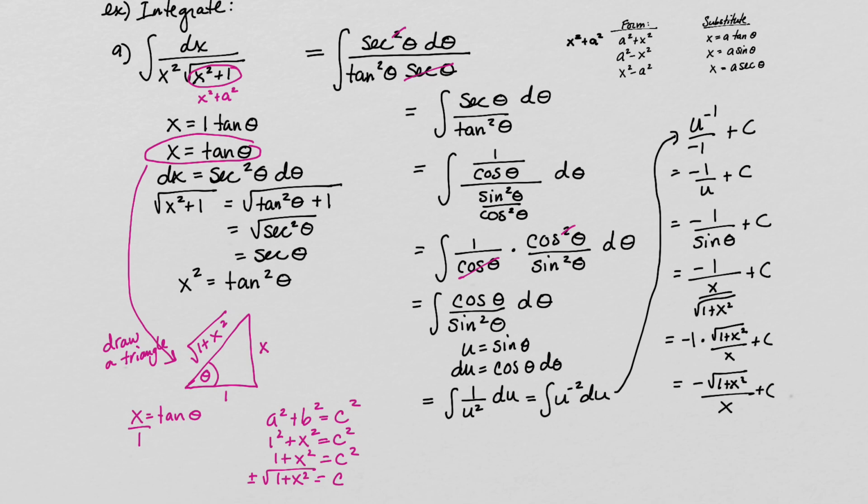Okay, so I used x over the square root of 1 plus x squared because I needed the sine of theta. So if I look over here at my triangle, here's theta. Sine is the opposite x over the hypotenuse square root of 1 plus x squared. So I'm using this triangle to figure out the sine value. So sine is opposite over hypotenuse. So I'm using the opposite side x over the hypotenuse square root of 1 plus x squared. Does that help? Good. Other questions?